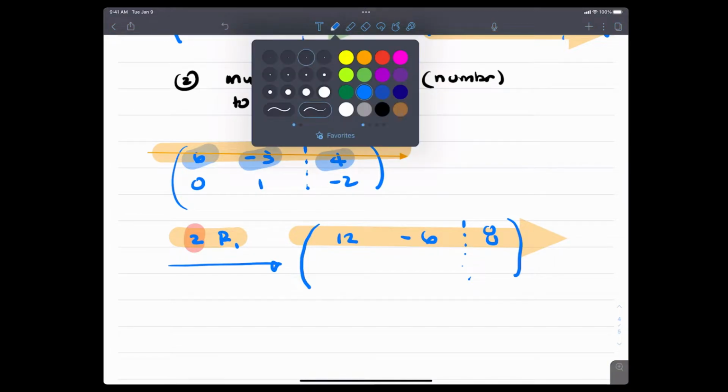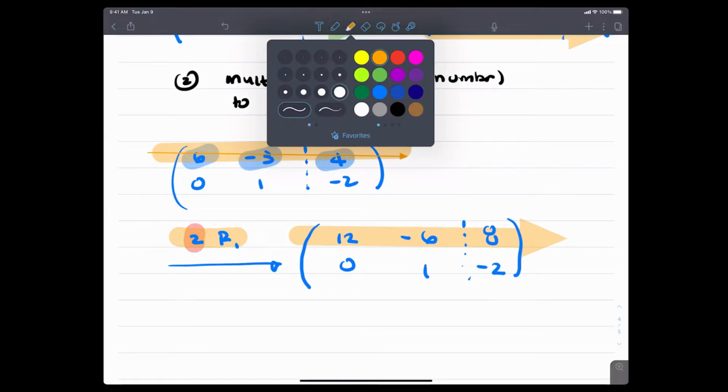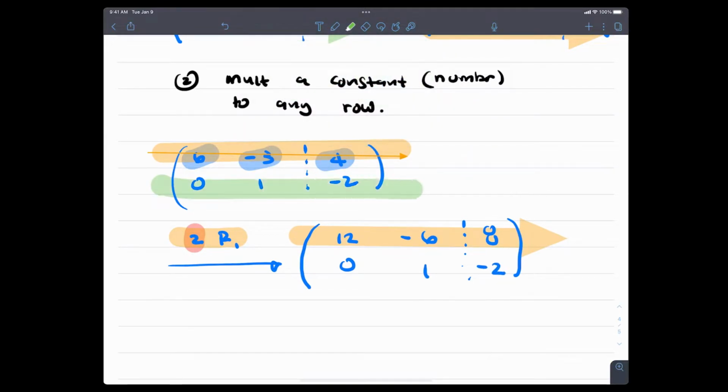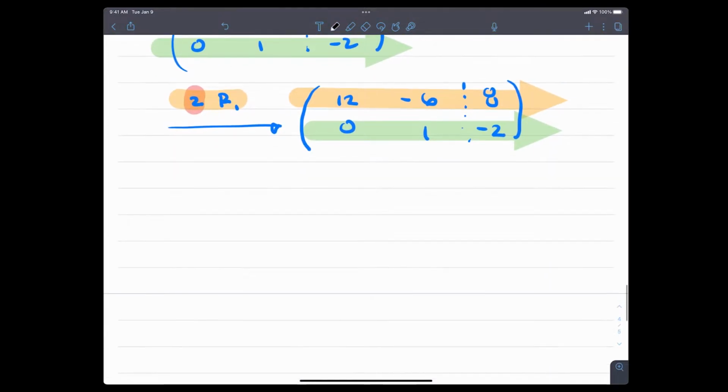Okay, so that's a new row 1, ladies and gentlemen. Your row number 2 stays the same. So this is going to be 0, 1, negative 2. So this row stays the same. What changed is your row 1. Okay, you guys okay with that? We can multiply. We can do that. That's allowed. Right? I'm going to show it to you guys again. This is an example. Let's give you guys another example.